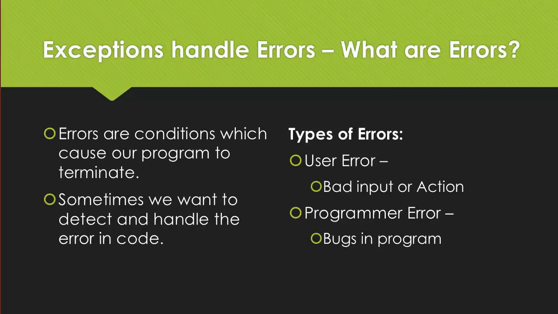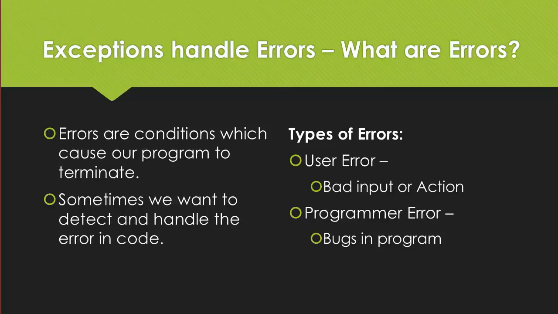Let's start out by talking about errors. Exceptions are designed to handle errors, but what are errors? Errors are conditions which occur in your program, and they cause that program to stop running or terminate. We've seen this before, where you type in bad input, and next thing you know, you see the red text in your program output, and Java stops running your program. Sometimes we don't want our program to stop running. We want to detect the error, handle the error condition, and then continue running our program.